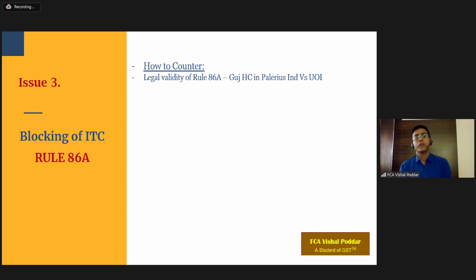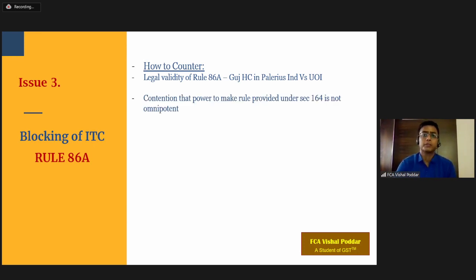First, you can always take this point, which we also discussed for the previous issue, that there is no legal backing. Only by way of rule, the law cannot operate. It means rules or government cannot supersede the parliament. Firstly, the parliament has to provide for a law, that is a section, and only then a rule can be made to apply that section. This has also been accepted by the Honorable Gujarat High Court in Pelleas India's case. Next.